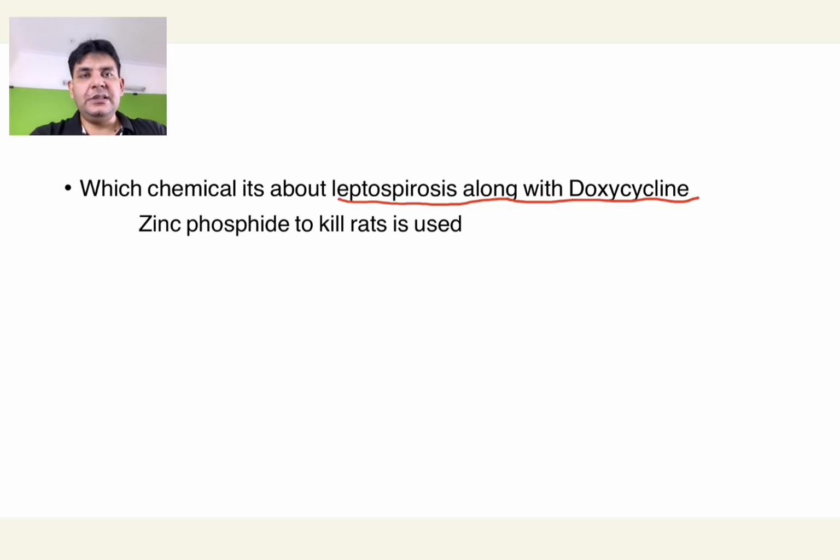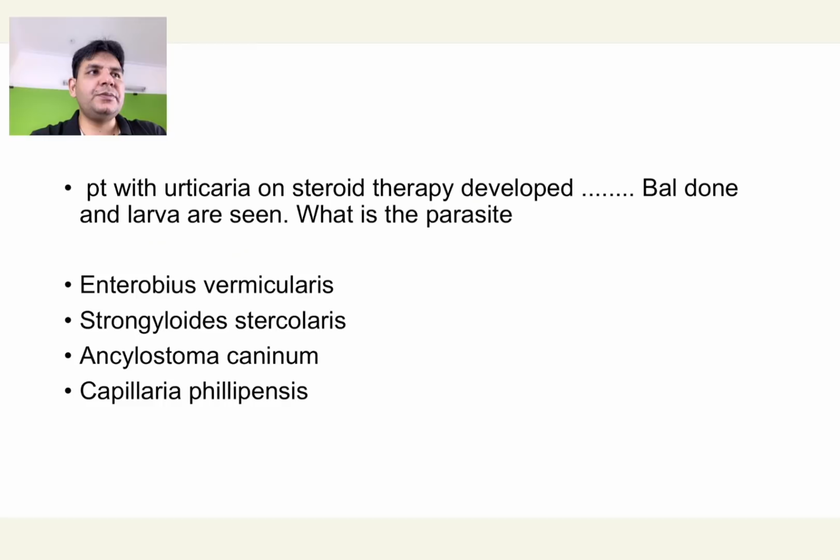So I suppose this was the question, and zinc phosphide is the chemical which is used to kill the rats. You know that leptospirosis is associated with rat, rice and rain. Okay, and basically there was an epidemic after the rains in Kerala, and along with the doxy you can give this particular chemical to kill the rats. I suppose this was a question, and this is the answer, and you can tell me the other options also. Thank you.